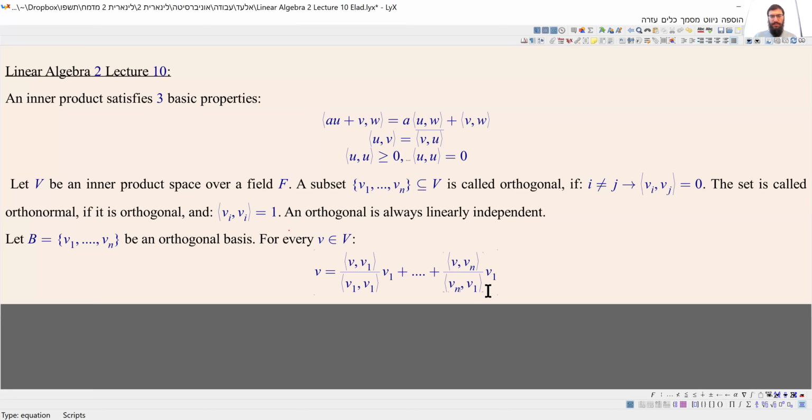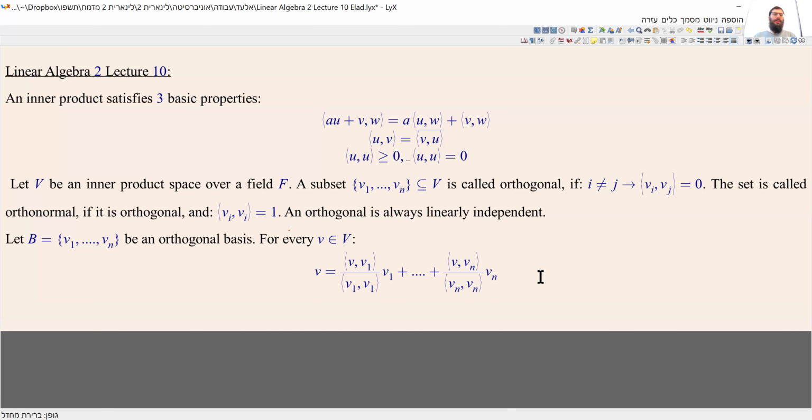Now we can calculate the scalars when the basis is orthogonal. When it is orthonormal, the denominators are just one, so it's even simpler. Now, what else? We defined the orthogonal space. I don't think we need it right now. Hopefully, we don't need it right now. No, we need it. So let's remind you of everything we need.